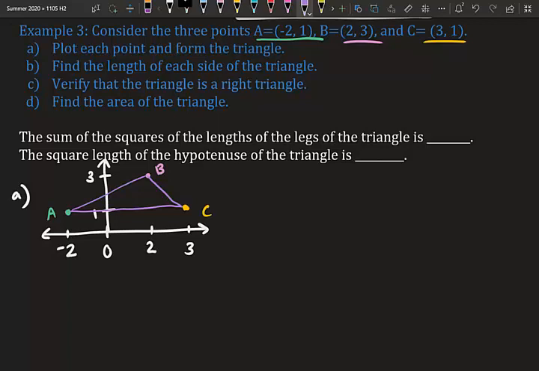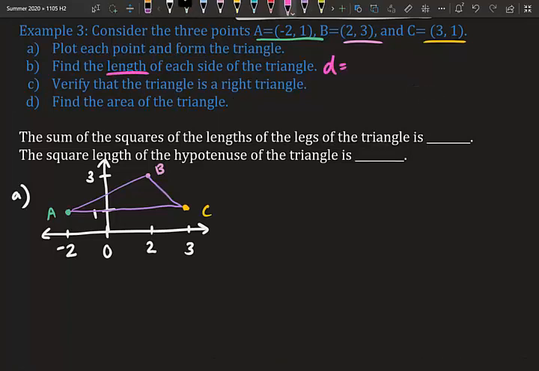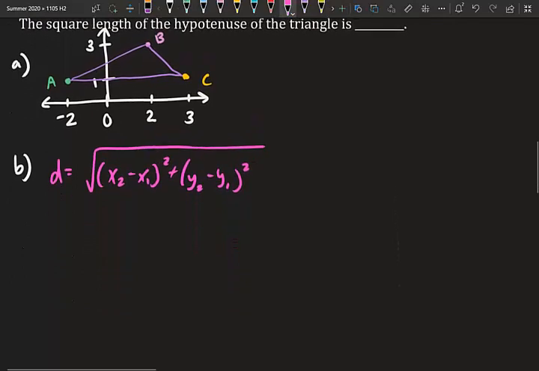All right, now part B is find the length of each side of the triangle. Okay, that's easy. I can do that. That's just distance. Find the length. That literally just means distance, which is great. So length just means distance, and we know what that means, the distance formula. So for part B, we need to find the distances between all the points. So we have distance equals the square root of x2 minus x1 squared plus y2 minus y1 squared.